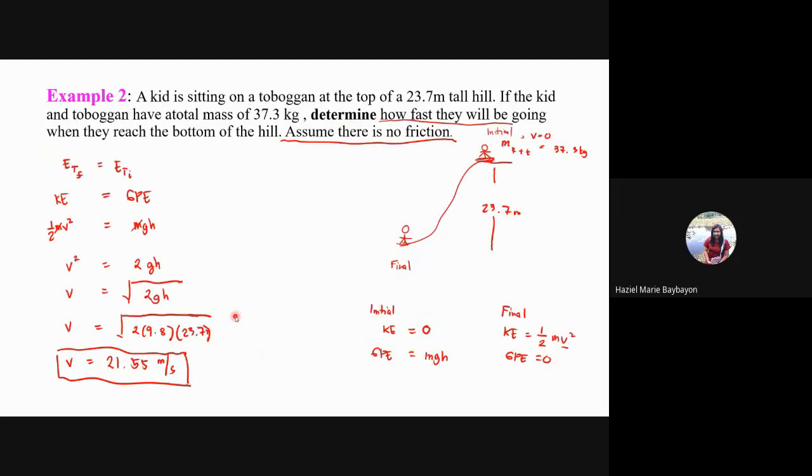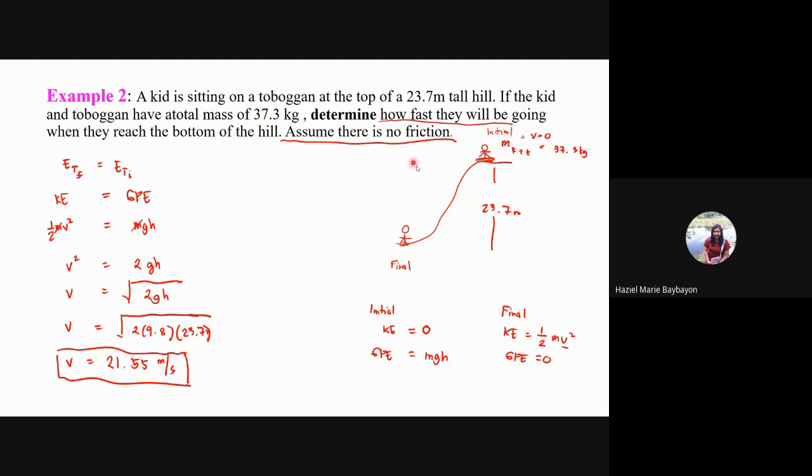All right, so let's proceed to the second problem. So a kid is sitting on a toboggan at the top of a 23.7-meter tall hill. So if the kid and toboggan have a total mass of 37.3 kilograms, determine how fast they will go when they reach the bottom of the hill. Okay, so assume that there is no friction.